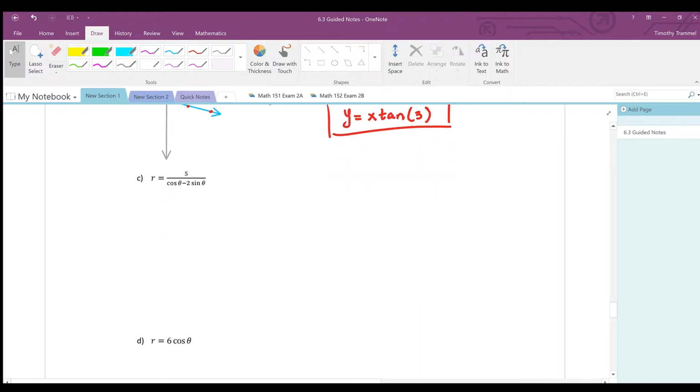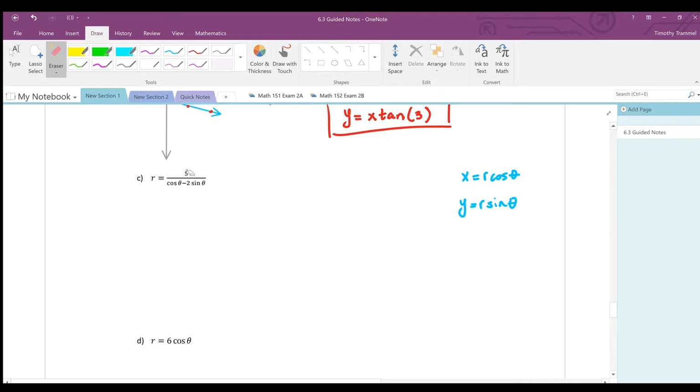All right, let's take a look at another one. So here you can see we have this cosine theta and this sine theta. Well, you might remember we have a couple rules here. x equals r cosine theta, y equals r sine theta. So you can see that if these had those r's next to them, we could replace them with x's and y's.